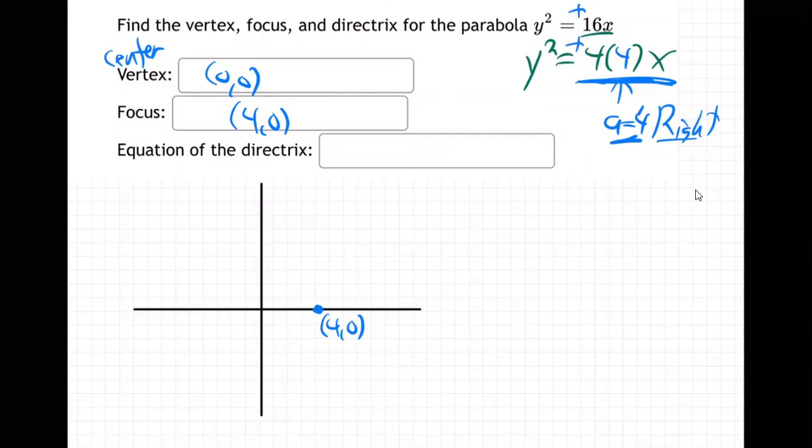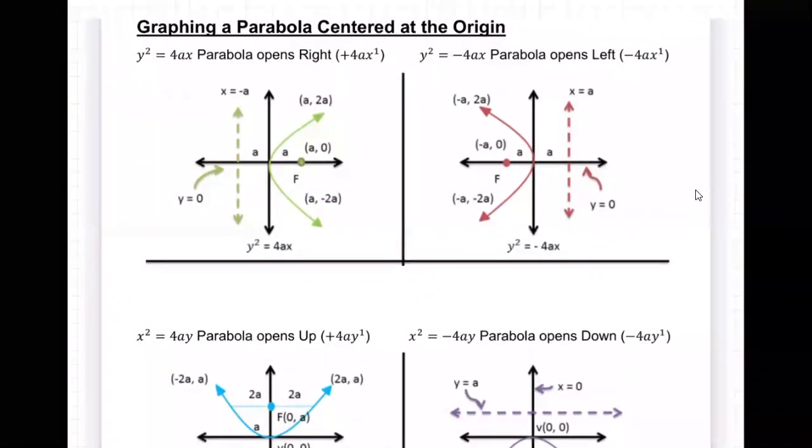Okay. And let's find the equation of the directrix. So what's the equation of the directrix? Well, that's going to be right behind it. Let's go back here again. This right here is a dotted line. Remember, dotted lines on a graph mean they're not really part of the graph. They're just there like a guideline, kind of guiding the graph.